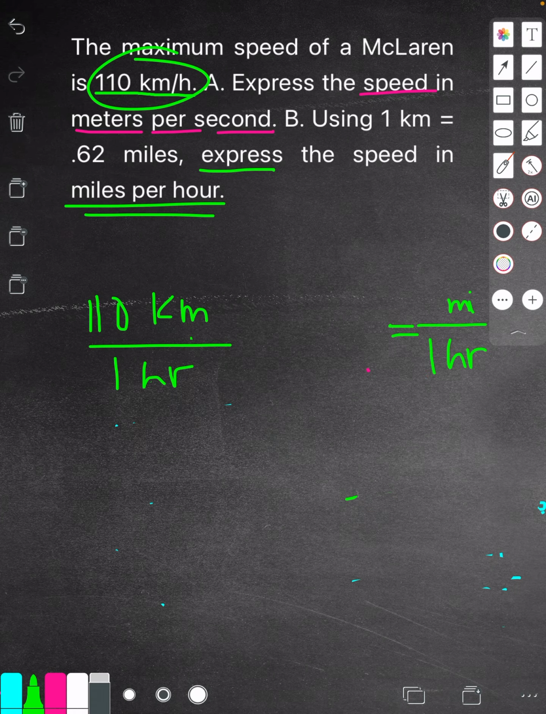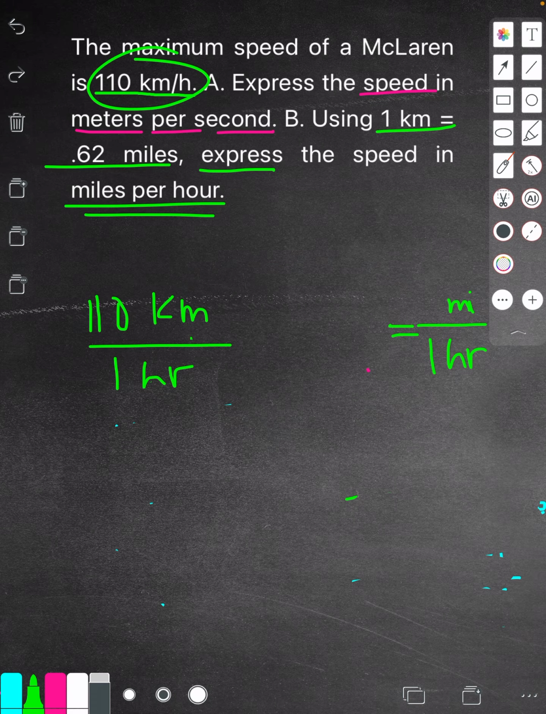Now, it's telling us exactly what to use because it's kind of an obscure measurement conversion here. 1 kilometer is the same as 0.62 miles. So what are we doing? We're trying to go from kilometers to miles. That's the only thing that's changing. Hour is still hour. So let's set it up as miles to kilometers.